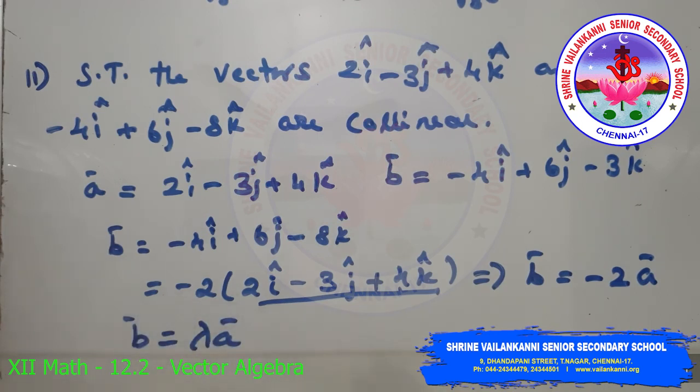The condition for collinearity: when two vectors are collinear, then b equal to lambda into a. Here we have b equal to minus 2 into a, which is in the form of b equal to lambda into a. Thus, we can say that a and b are collinear.